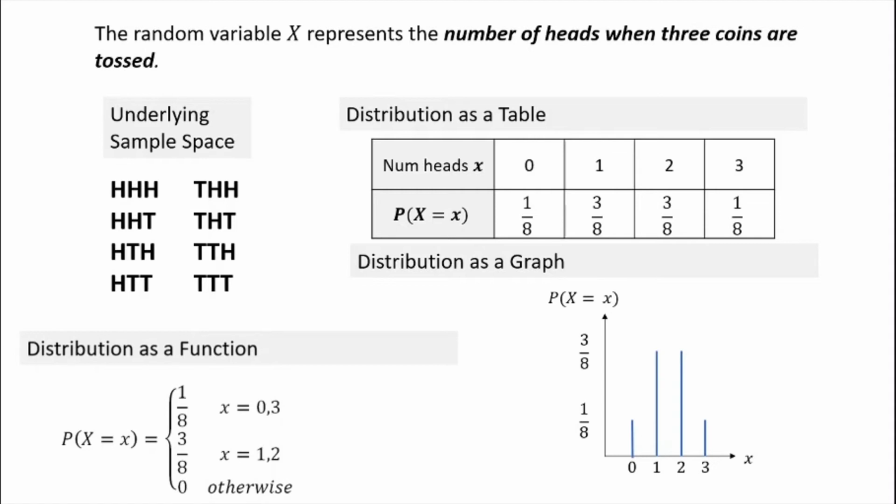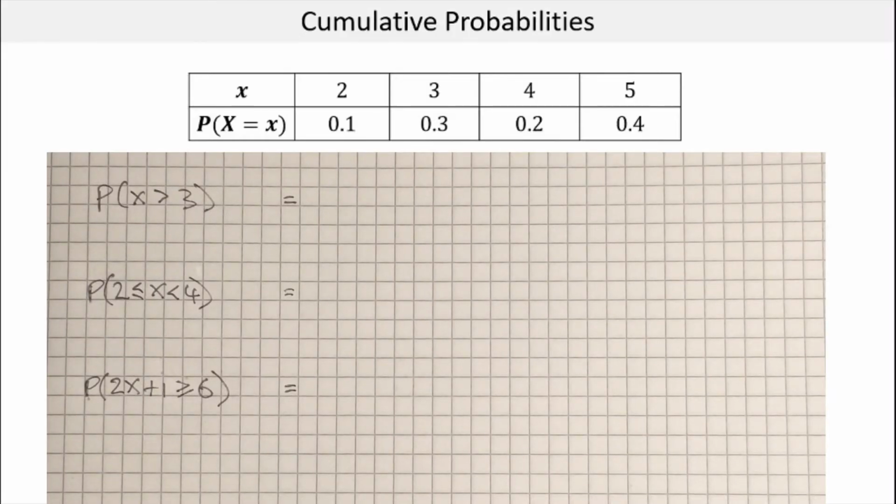Okay, let's have a look at what happens when we have cumulative probabilities. Cumulative probabilities are when we have a range of outcomes that we want to combine together. It's similar to an event. It's a combination of the individual outcomes to an experiment.